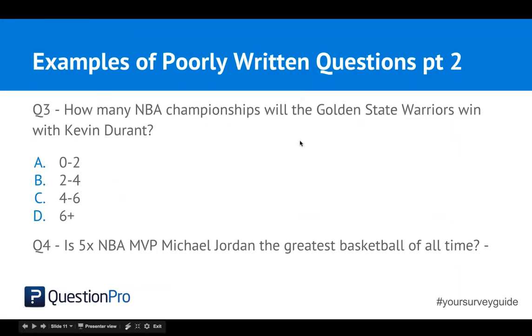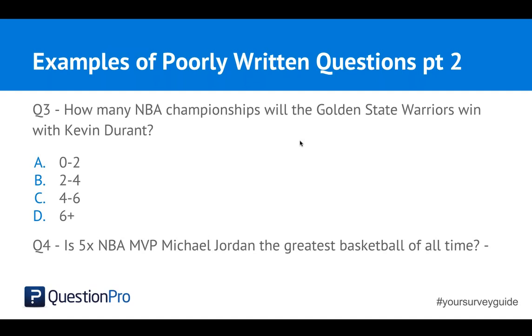And then, for example, the next question 3, how many NBA championships will the Golden State Warriors win with Kevin Durant? A, 0-2, B, 2-4, C, 4-6, or D, 6+. The problem with this question is that the answers are not mutually exclusive. For example, if you think the Warriors will win 2 championships, now your answer will be either A or B. So this is not creating a very accurate result.